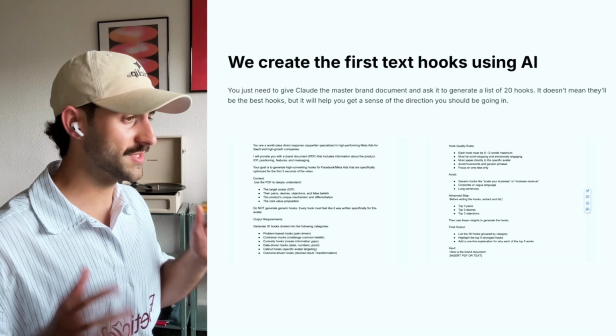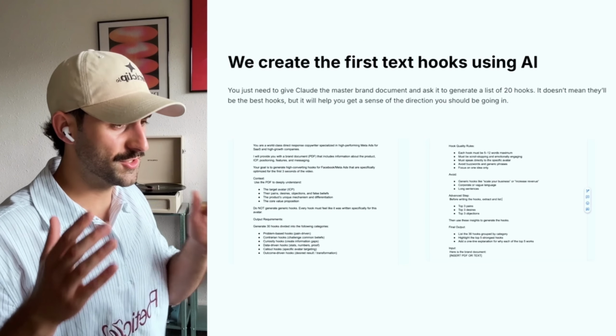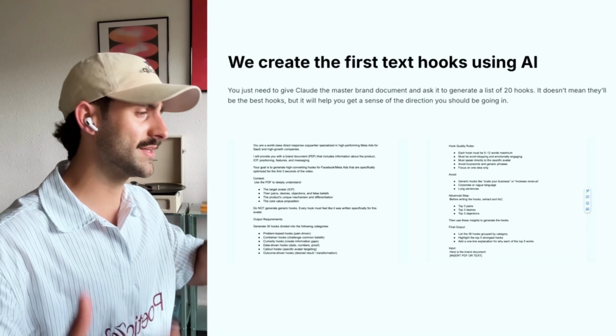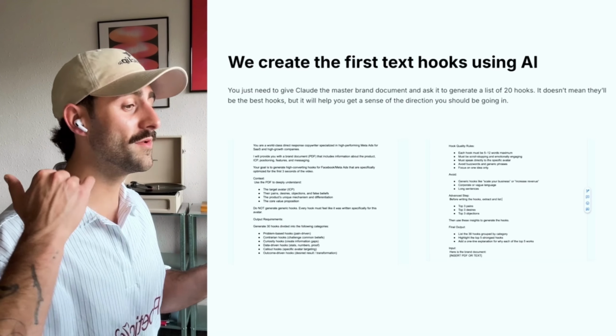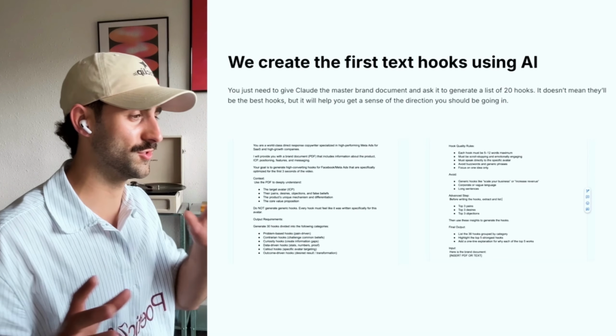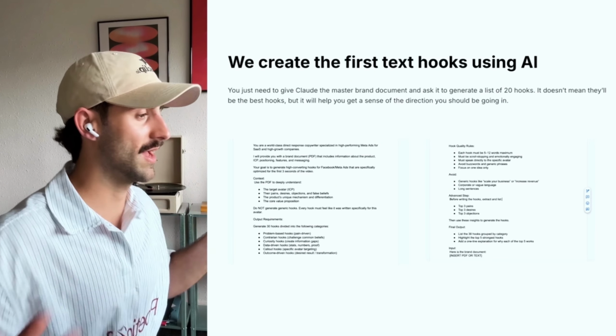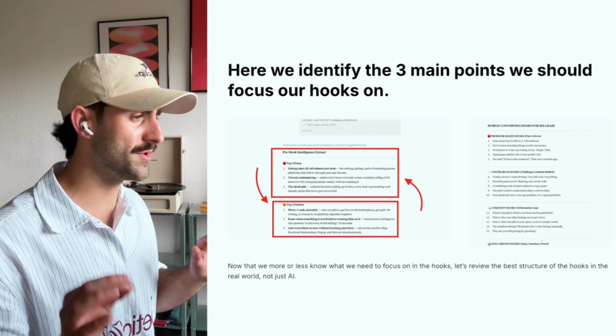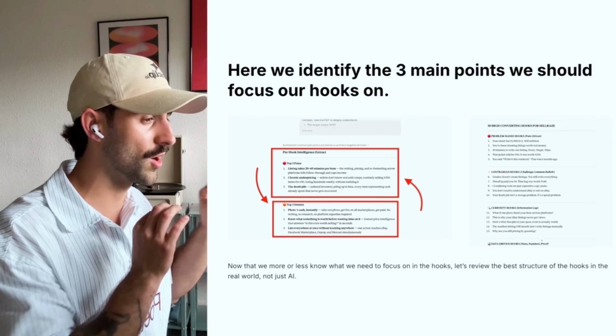We create the first text hooks using AI. You just need to give Claude the master plan document and ask it to generate a list of 20 hooks. It doesn't mean they will be the best hooks ever, but it will help you get a sense of the direction you should be going in. So it's better than having nothing. And after running the prompt in Claude, here we identify the 3 main points we should focus our hooks on.